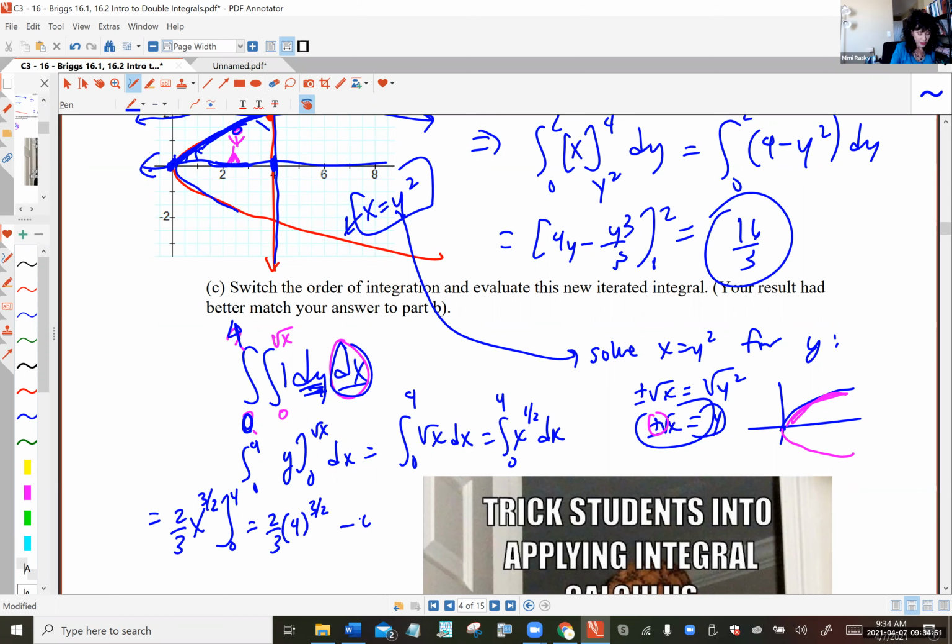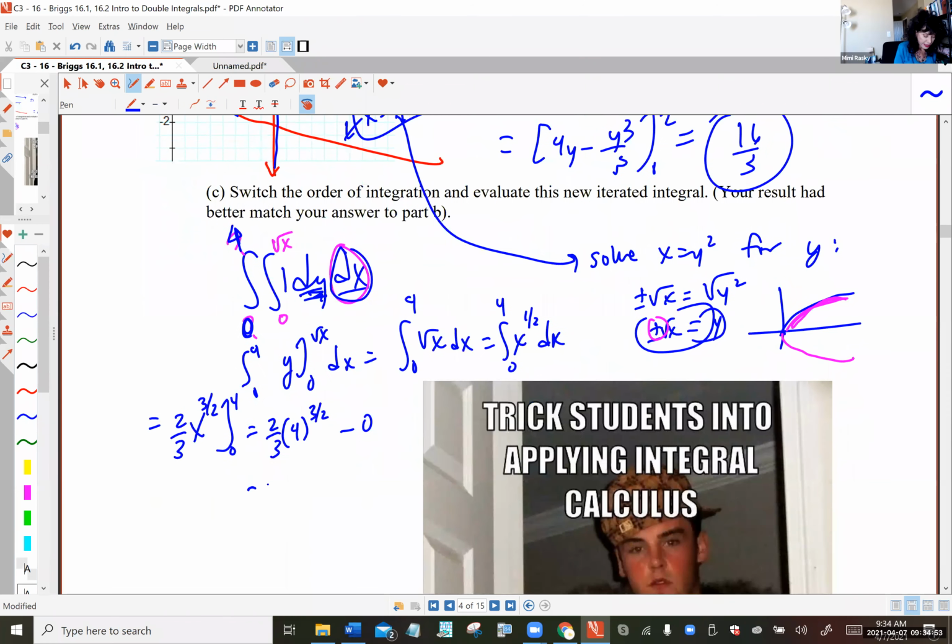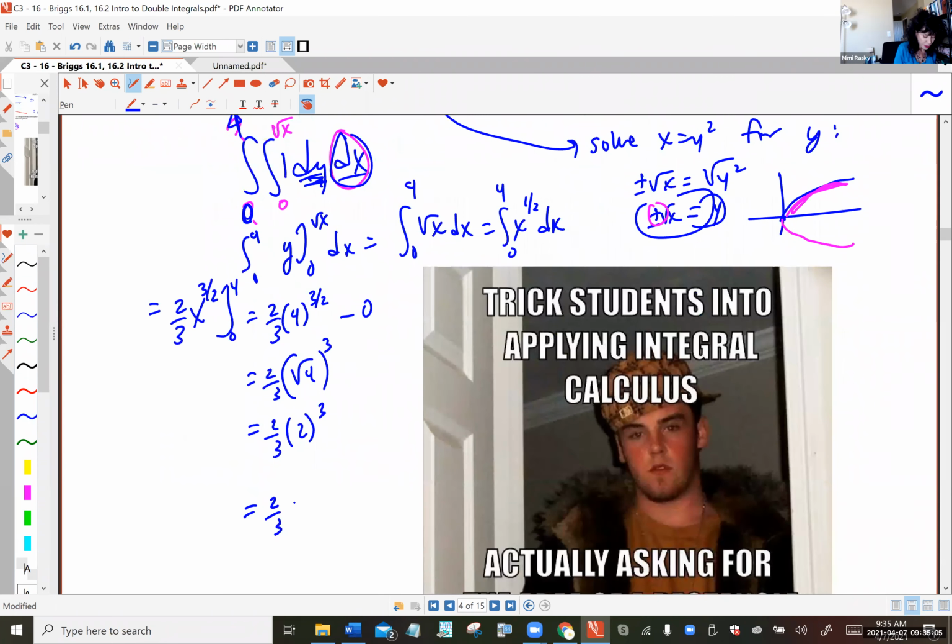When you plug in the 0, it goes to 0. And then clean this up. You know, 4 to the 3/2 is the same as the square root of 4 cubed, and so it's looking like 2 cubed, but 2 cubed is 8. I still get 16/3. Yay, I better get the same answer.